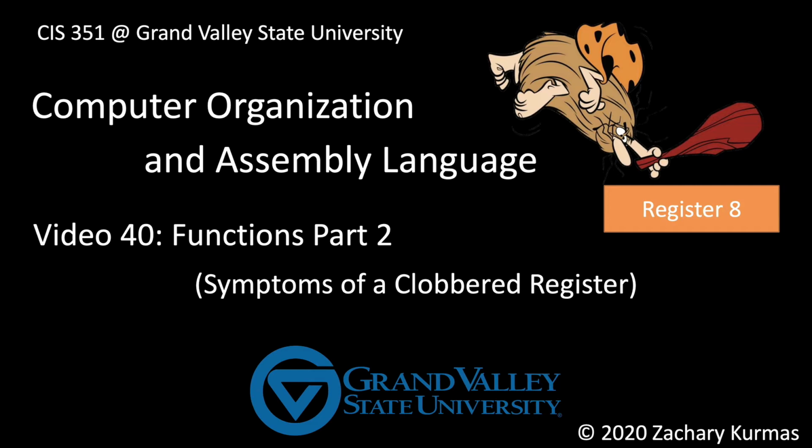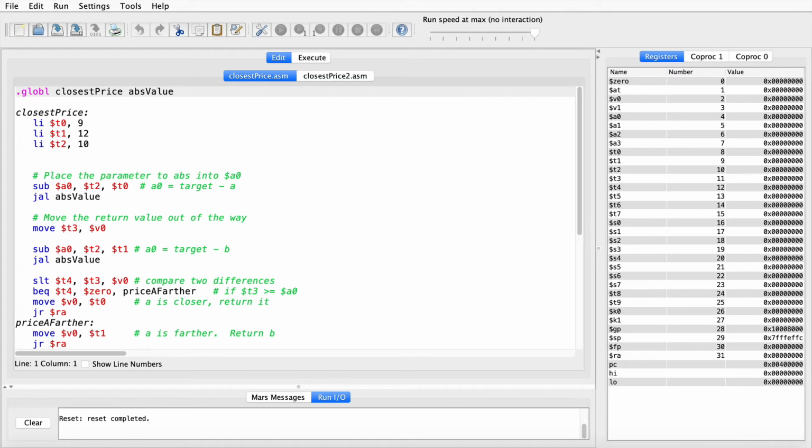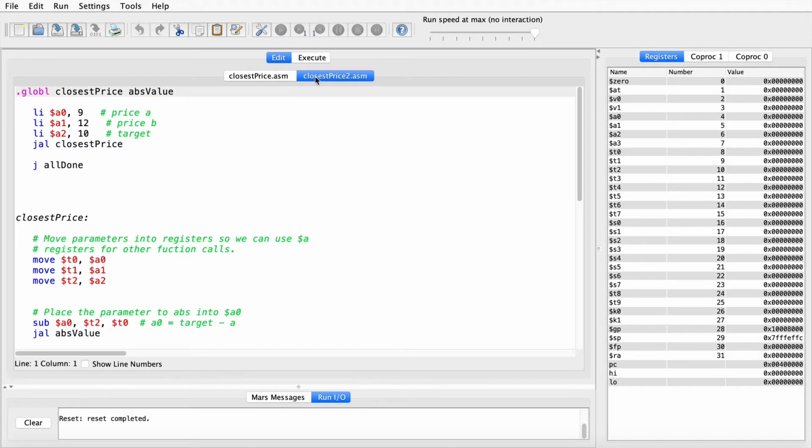The previous video examined the assembly version of this code, which determines which of 2 prices is closer to some target price. The assembly code worked fine when there was only one level of function calls, when absolute value was the only function called. However, when we added a second level of function calls, where we called closest price as a function, which then called absolute value, the code entered an infinite loop.